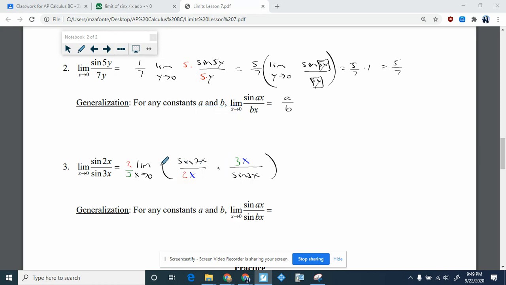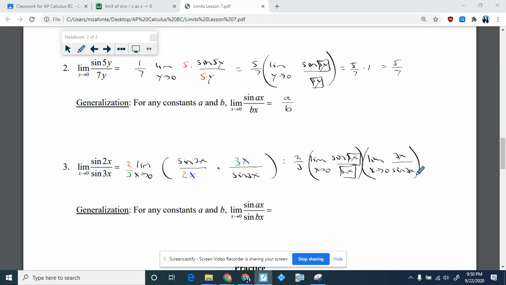And the limit of a product is the product of the limits, right? So I'll take my time here. I can write this as 2/3 times the limit of sine of 2x over 2x as x goes to 0, times the limit of 3x over sine of 3x as x goes to 0. And this limit here fits the mold. Limit of sine of box over box as box goes to 0, that's going to be 1.